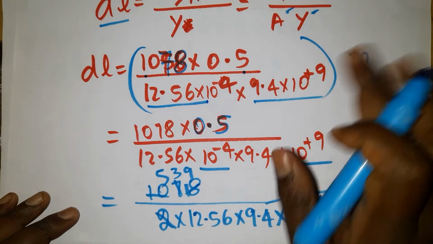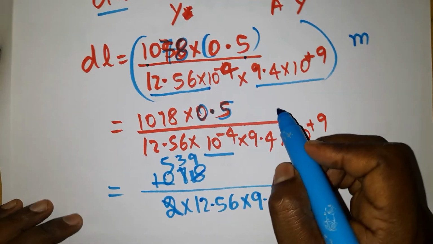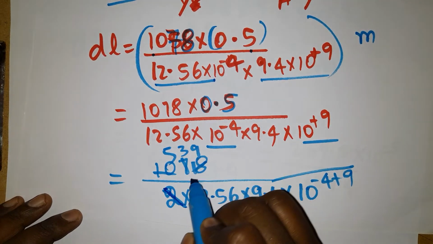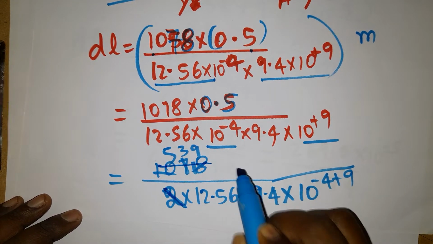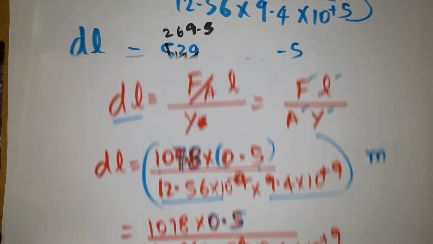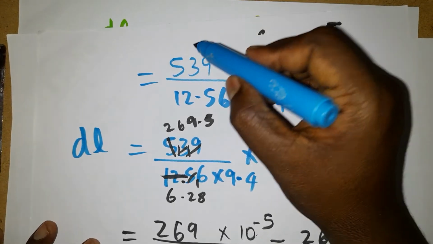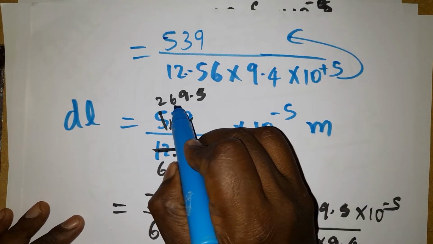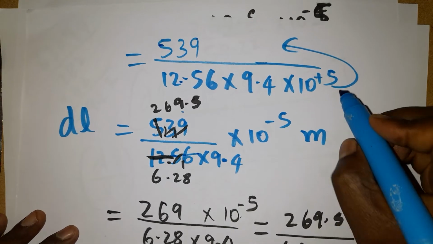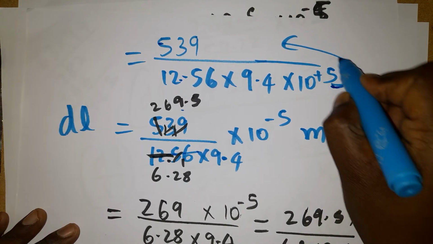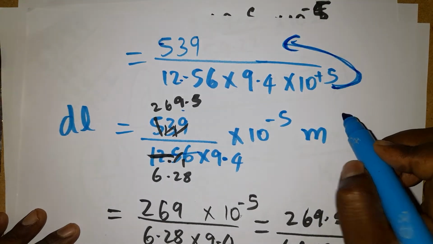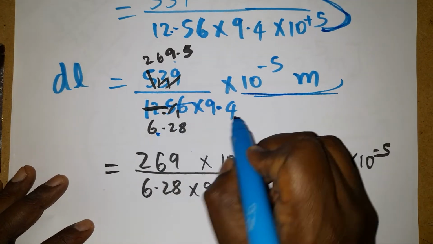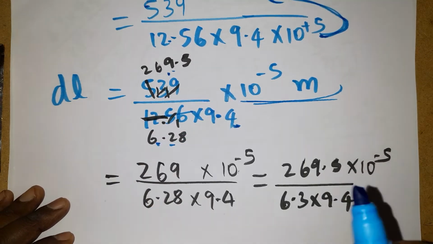The 10 power we can do separately. Instead of writing 0.5 you can write a half. Cancelling the numbers, I will get 539, then cancelling again, we get 6.28 here and 269.5 in the numerator. As I told you, the denominator has 10 power plus 6 plus 5. If you take it to the numerator, it becomes minus 5. I solved the 10 power separately, then this multiplication, then the numerator will be this.